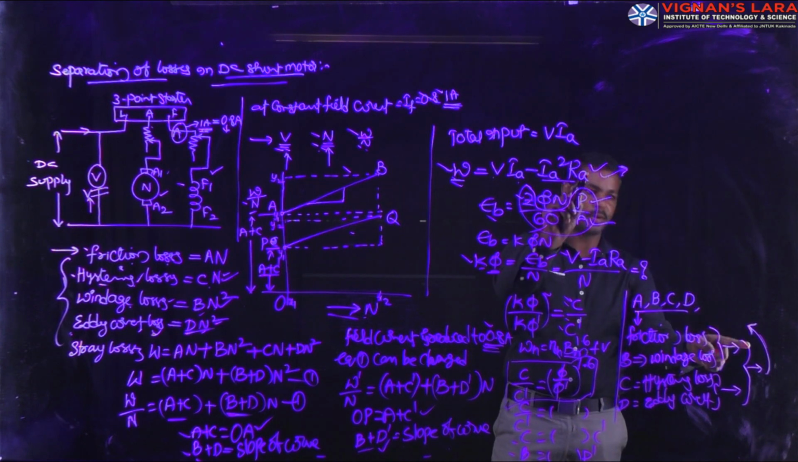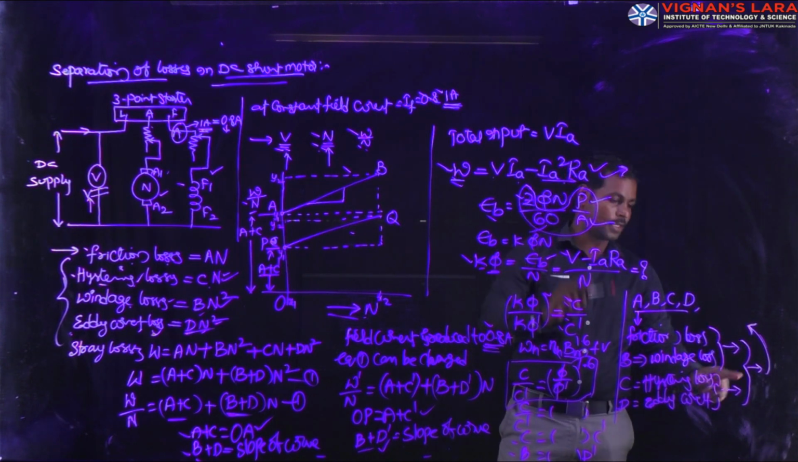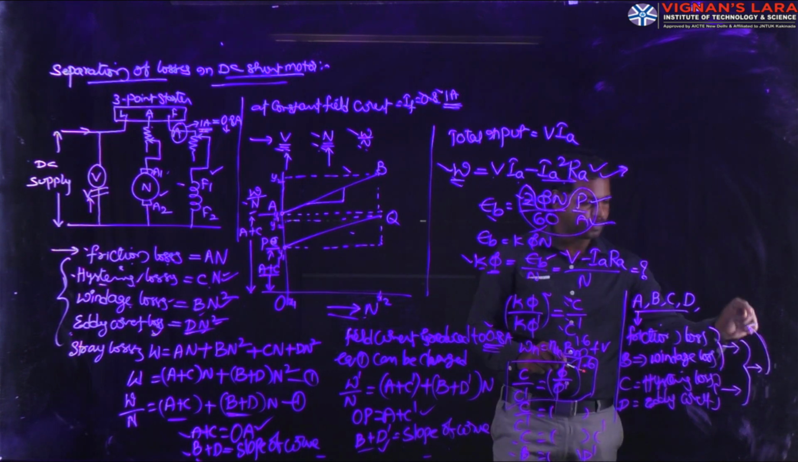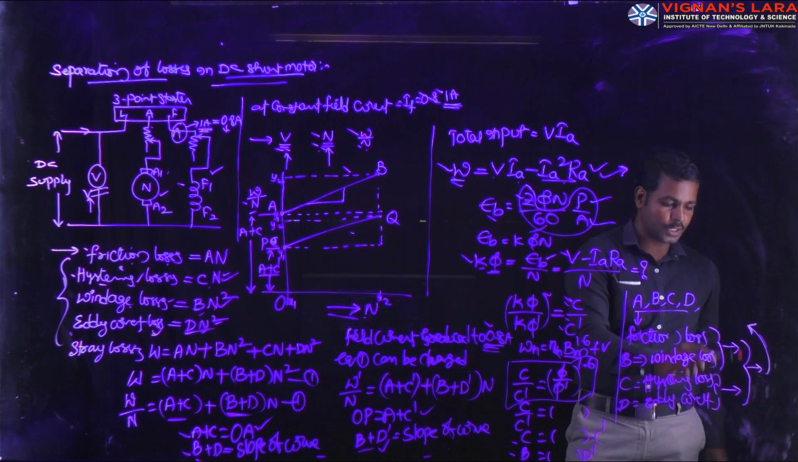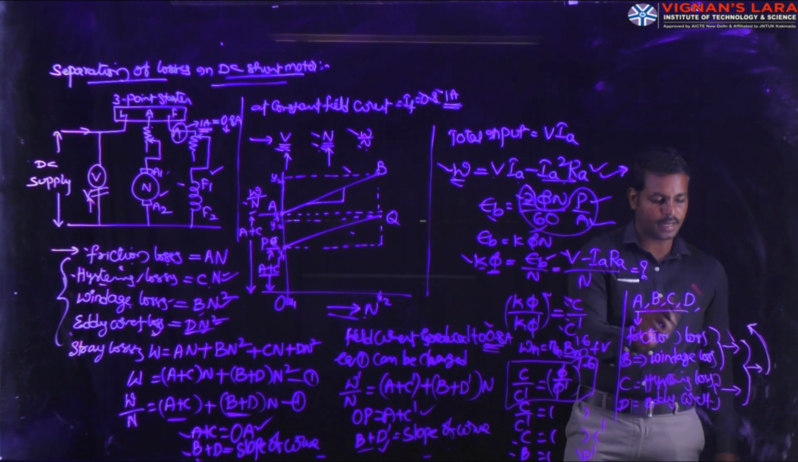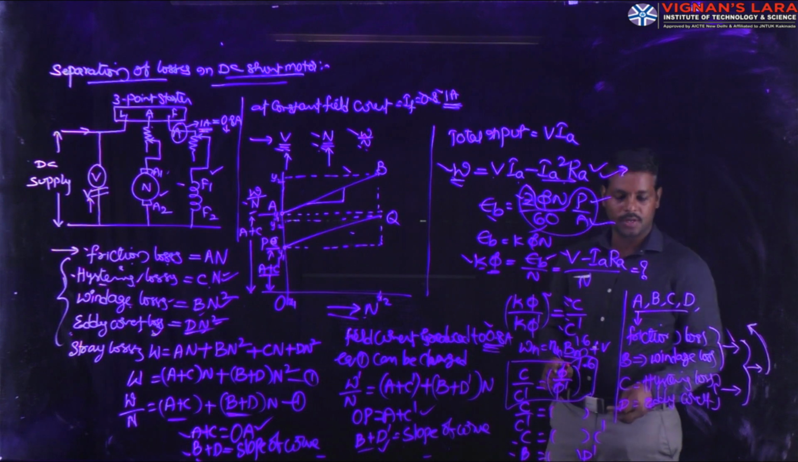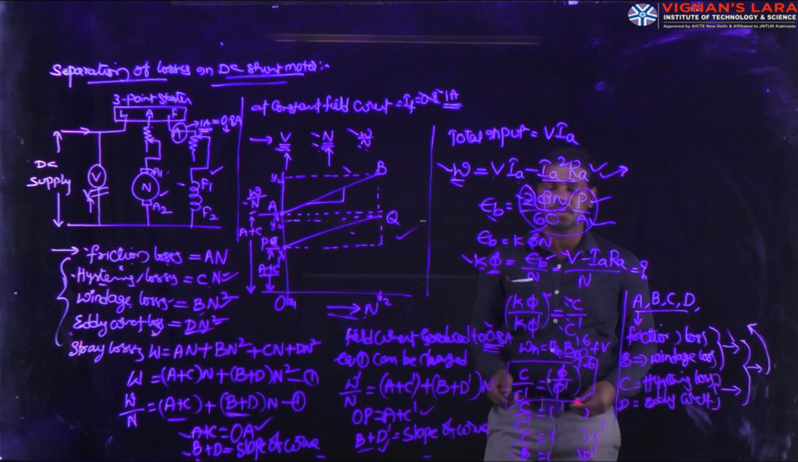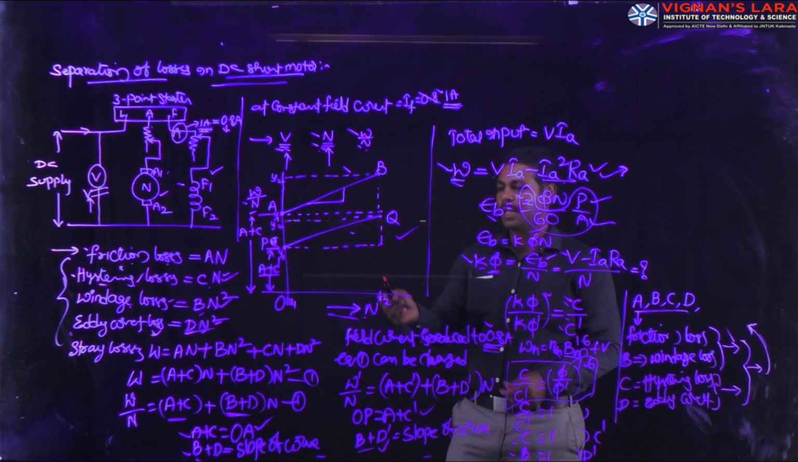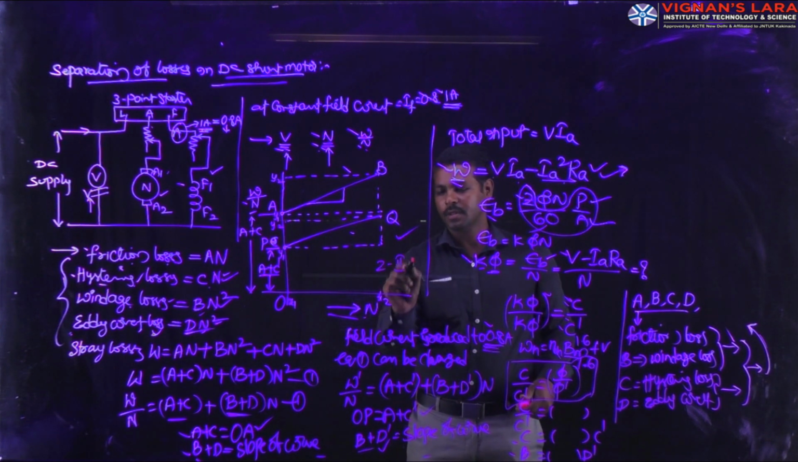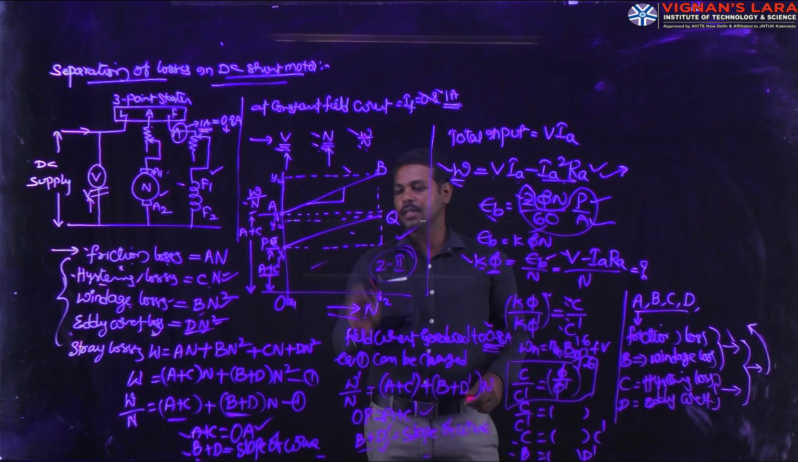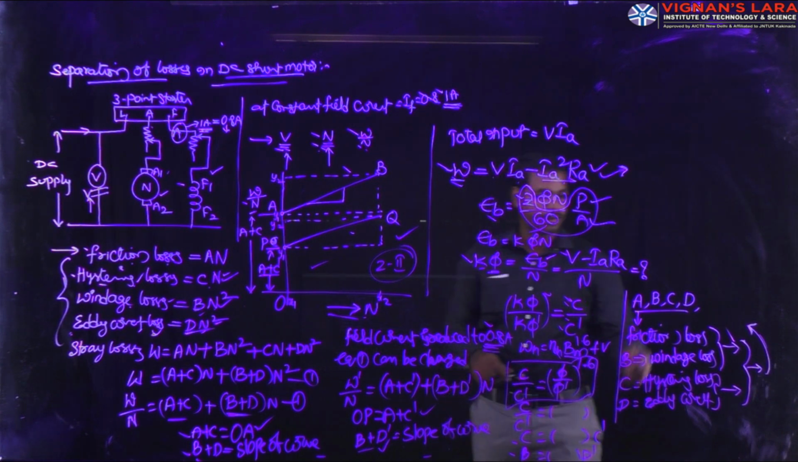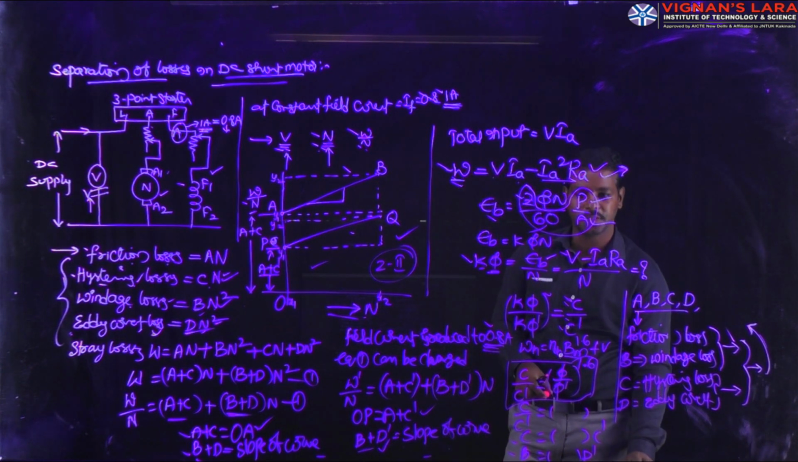Total losses are divided into two classifications: variable loss and constant loss. Constant losses are of two types. One is the rotational losses or stray losses, which are divided into two classifications: mechanical loss and iron losses. So these are the separation of losses in a motor. This type of experiment is also conducted in the laboratory, in second year, second semester. So we can easily separate these four losses.